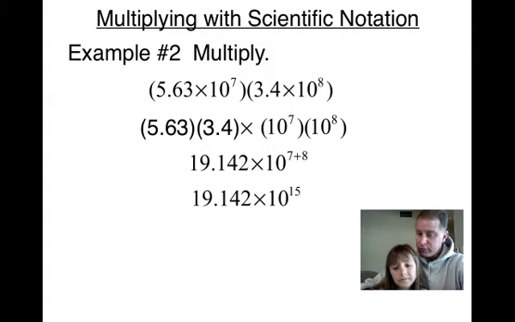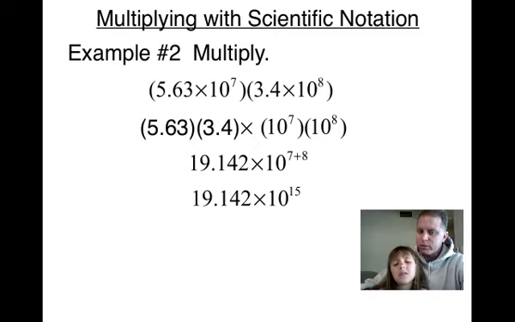Nope. Very good, can you tell me why? Because there are no zeros. It's okay not to have zeros. The problem is if you look at that 19.142, it has to be less than 10. So we need to move, remember that?